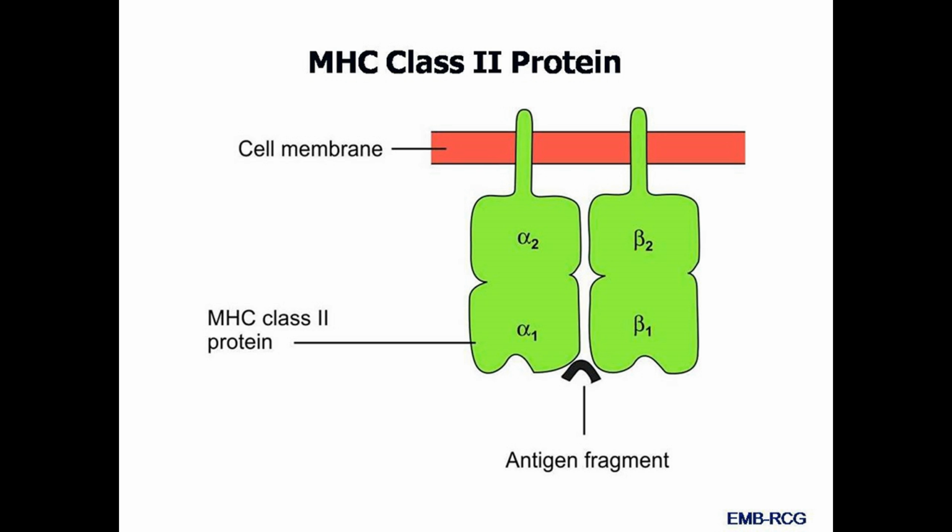MHC2 proteins are present only on the surface of B lymphocytes, macrophages, and follicular dendritic cells. These proteins are also transmembrane proteins, and two domains, alpha 1 domain and beta 1 domain of the MHC class II protein form an antigen binding or peptide binding cleft, which is complementary to a particular antigen.